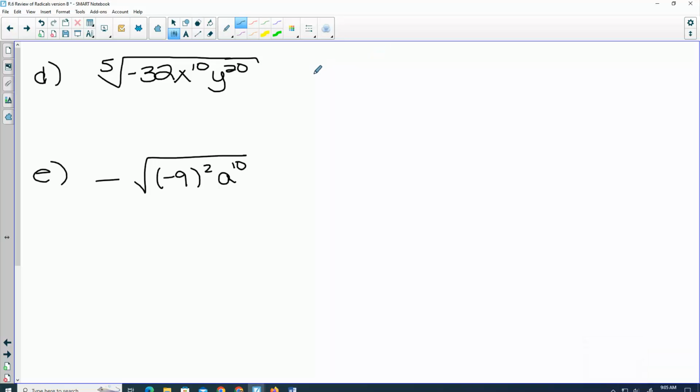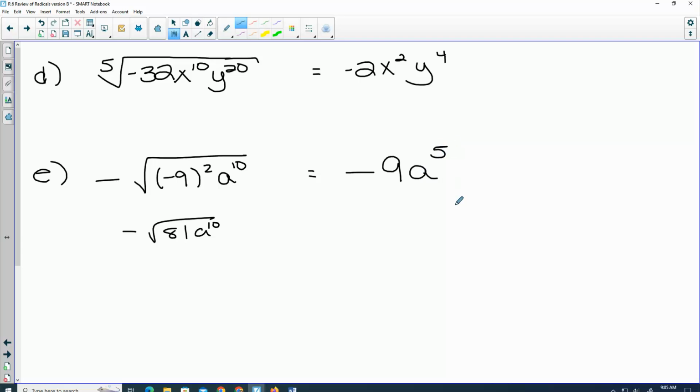All right, what is the 5th root of negative 32? And then it would be x to the, y to the 4. It's just 10 divided by 5 is 2, 20 divided by 5 is 4. Okay, e, the negative on the outside stays. What is negative 9 squared? 81. What is the square root of 81? And then the square root of a to the 10th? All right. Are those okay? Let's move on.